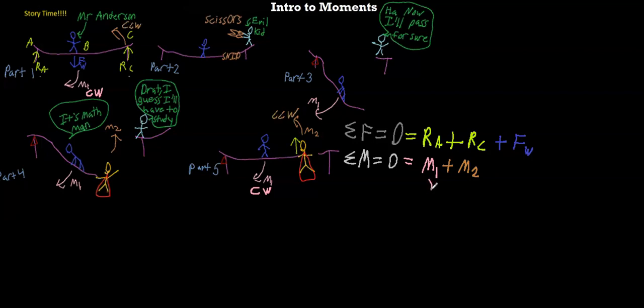And so in order for this statement to be true, that moment 1 and moment 2 combine to be 0, it means they have to cancel out. It means all of our clockwise moments have to cancel out all of our counterclockwise moments. Therefore, moment 1 equals moment 2.